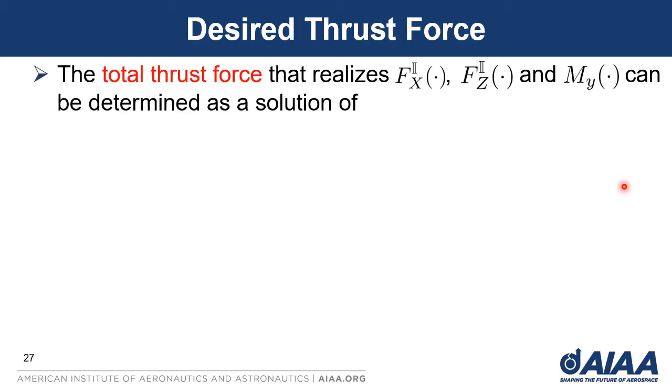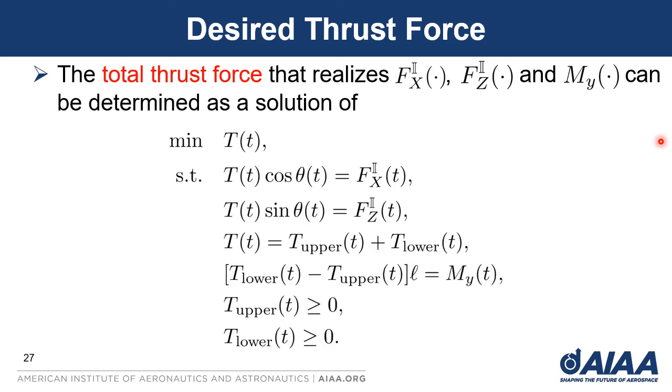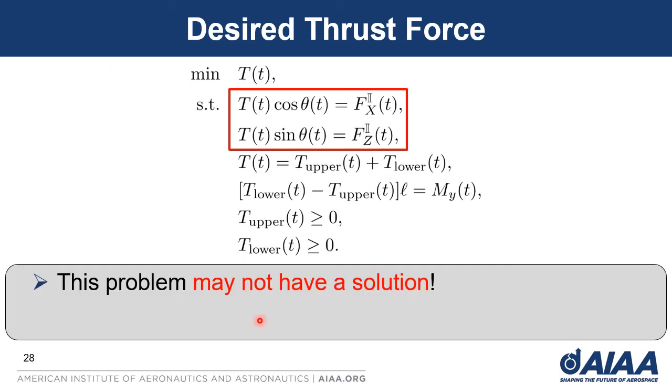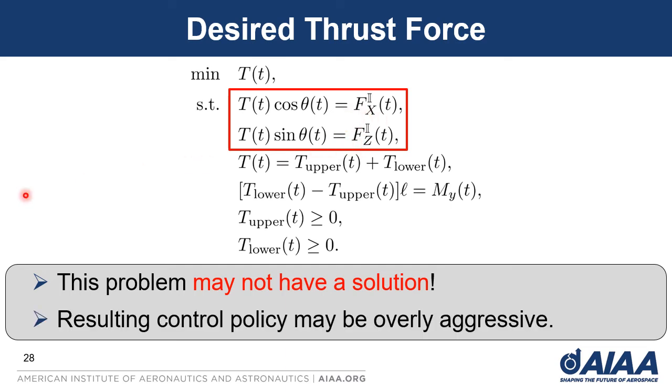Now we can set the desired thrust force that realizes Fx, Fz, and My. For example, it can be determined as a solution of this optimization problem, in which we want to minimize the thrust force subject to these constraints. However, this problem may not have a solution because the pitch angle theta is fixed and the total thrust T is positive, so we may not be able to satisfy these constraints for arbitrary Fx and Fz. And furthermore, the resulting control policy may be overly aggressive.